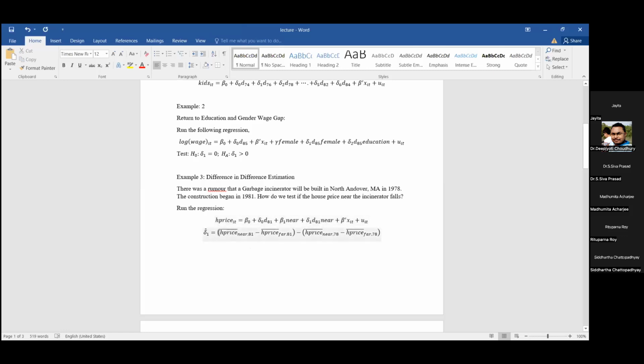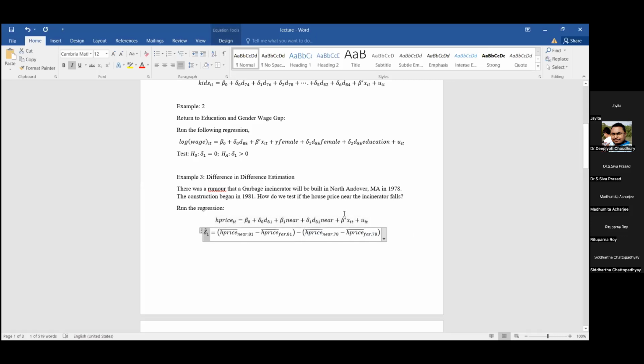If I have the data of household, I can simply calculate the average of this housing price, which is near to the garbage bin in 1981. I can also calculate the average of the housing price, which is far away from the garbage bin in 1981. Similarly, I can calculate the average of this, and I can simply take this difference. I can calculate that, but if I do not do this kind of regression, I cannot have the standard error of this variable, of this coefficient, and I cannot test its significance. That is why I need to find out this measure from the regression analysis.